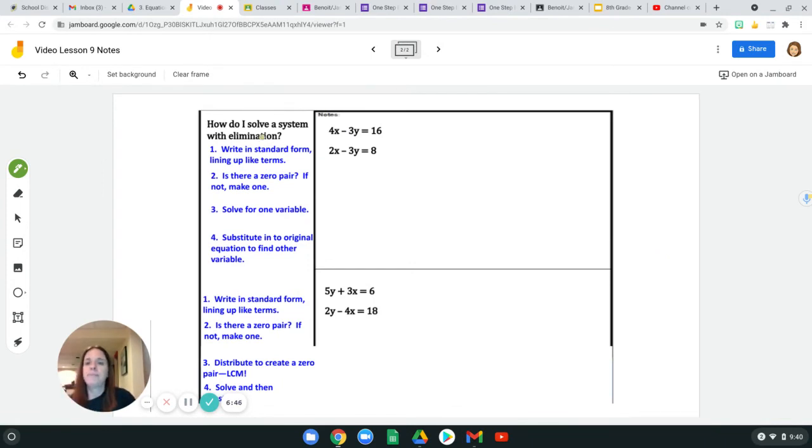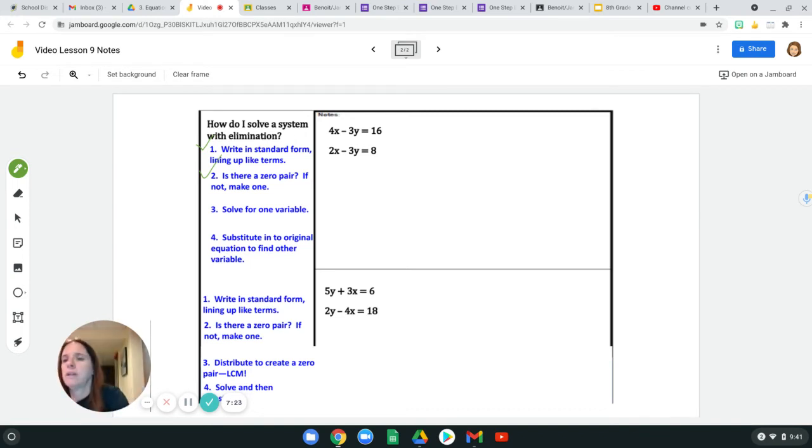All right. Same steps written out, okay? If you want to write them again, you can. If you have the note packet, they're already there for you. All right, so look at our system. 4x minus 3y equals 16. 2x minus 3y equals 8. Hey, they're both in standard form. All right, are the variable terms lined up? 4x over 2x, negative 3y over negative 3y, and then the constants. Yep, we're good. Step 1 and 2. Check, check.